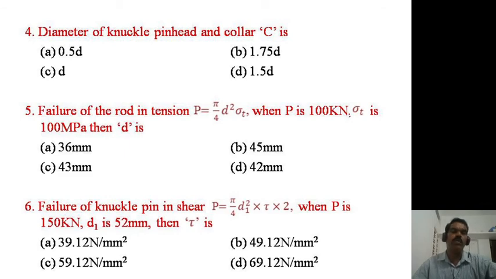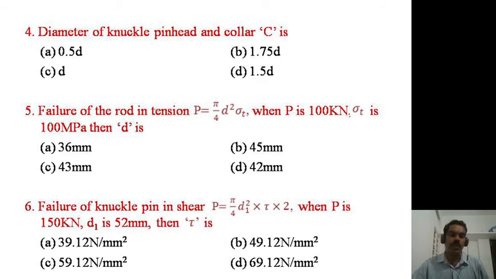Next, for the question number 5. So what is the question number 5 here? Failure of the rod in tension, that is P is equal to area into sigma T, that is stress, where P is 100 kilonewton and sigma T is 100 megapascal, and D value. So we have to find out D value by using this equation. After substituting the values in this equation, finally we get D value. For the fifth question, A is the right answer, that is 36 mm. So D value is equal to 36 mm.